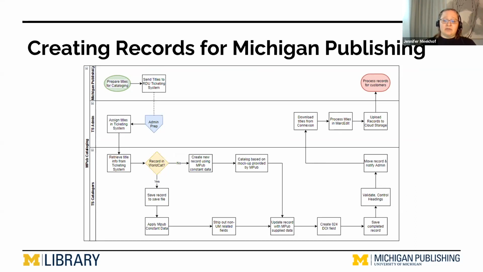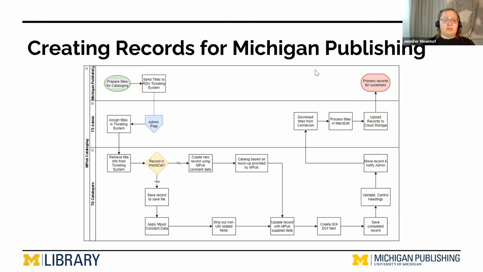When our records are complete, we pull them out of the system and do a little batch processing on them in MarcEdit. And then we also convert MARC records to MARC XML and upload 2 versions of one record to a shared location for both technical services, Michigan Publishing, and Michigan Publishing customers.